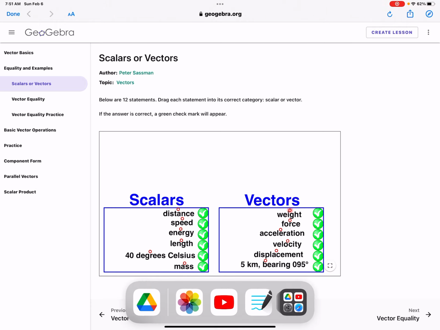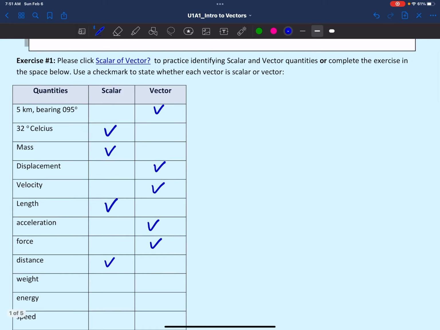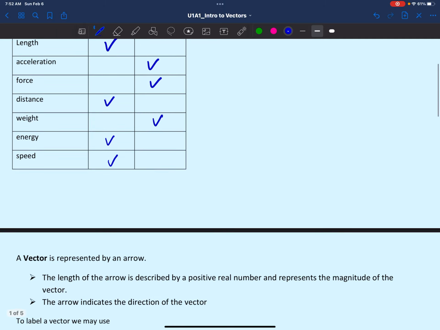So let's go back to our little exercise here. So we said that 5 kilometer bearing, that's a vector. Temperature is a scalar. Mass is a scalar. Displacement a vector. Velocity vector. Length is a scalar. Acceleration a vector. Force is a vector. Distance is a scalar. Weight is a vector. Energy a scalar. And speed is a scalar.